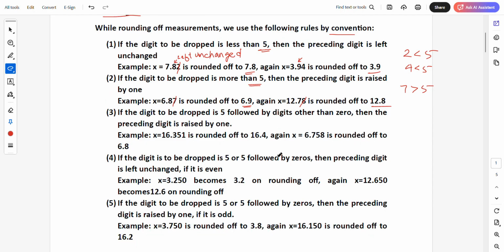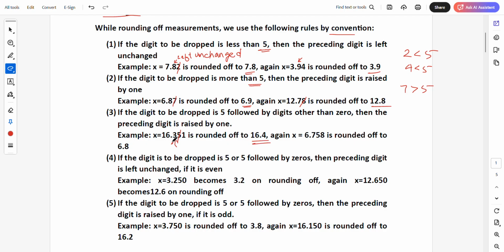Now third one, if the digit to be dropped is exactly 5 followed by digits other than 0, that is 1, 2, up to 9, it should not be 0, then the preceding digit is raised by 1. The preceding digit, this one, is raised by 1, that is 16.4.